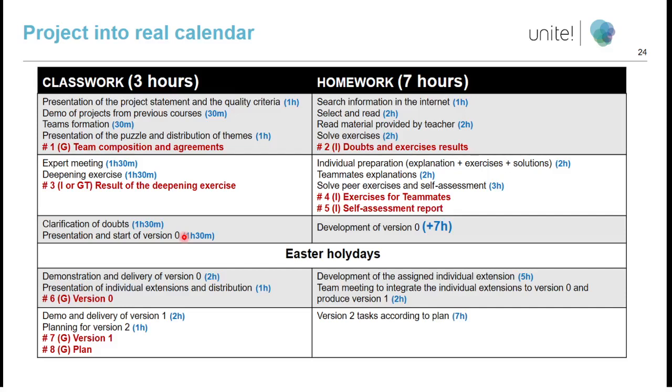Perhaps in another edition of the course, Easter holidays occur between week 4 and 5. In this case, perhaps we should modify the requirements of version 0 and those of version 1. This is an example of adjustment that we may have to make.